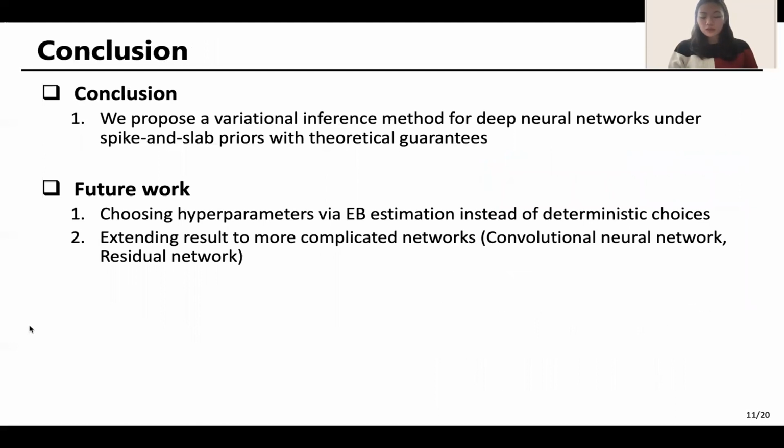In conclusion, this work proposed a variational inference method for deep neural networks under spike and slab priors with theoretical guarantees. A future direction could be investigating the theory behind choosing hyperparameters via EB estimation instead of deterministic choices. Furthermore, extending the current result to more complicated networks is not trivial.